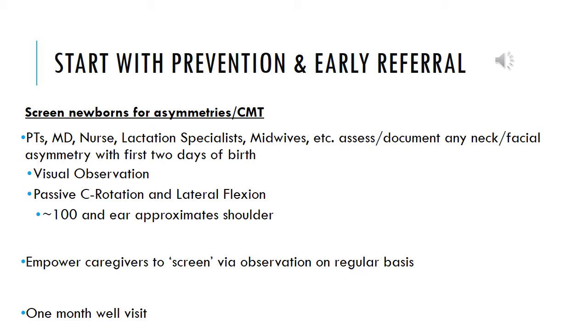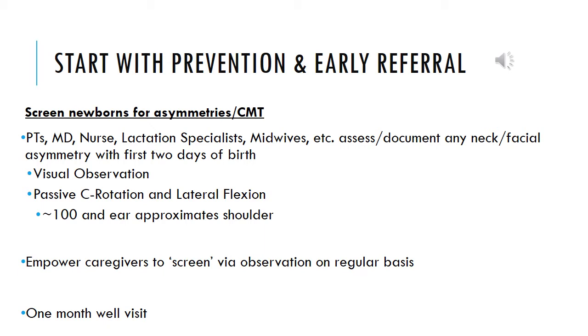So physical therapists are in a good position to be able to screen the newborn child within the first couple days of life to be able to look for any sort of facial or neck asymmetry. Beyond the observation, the physical therapist is also able to assess range of motion, and you're really looking for that newborn to have at least 100 degrees of cervical rotation to either direction and enough lateral flexion such that the ear can closely approximate the shoulder.